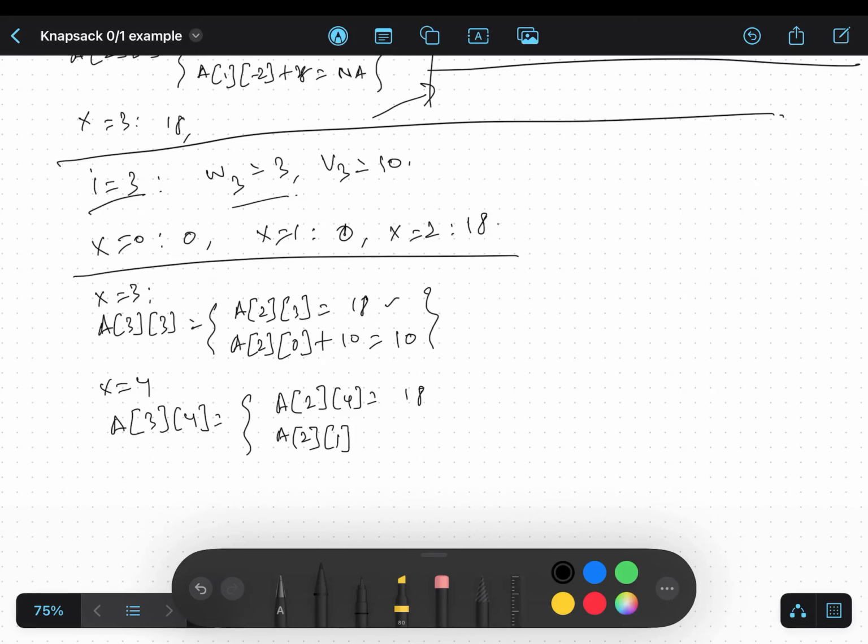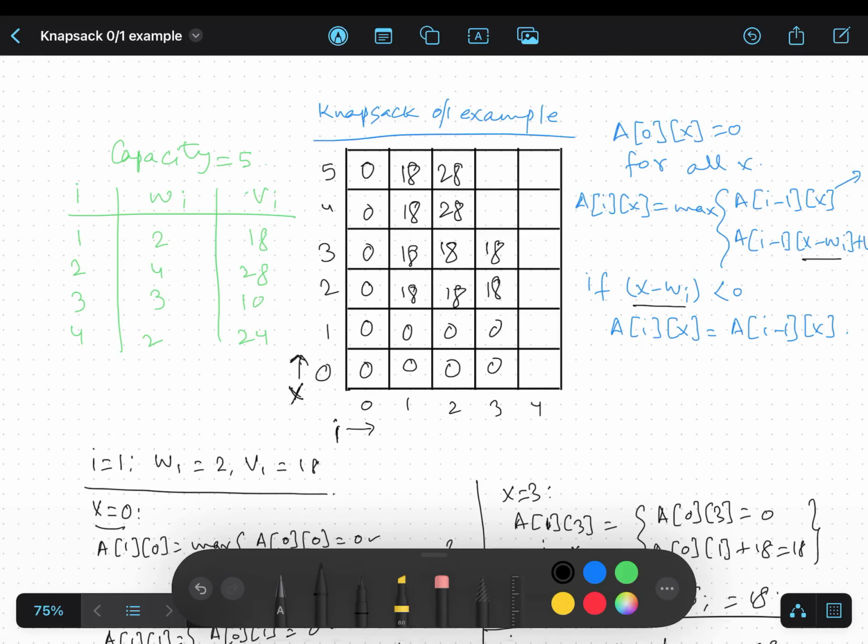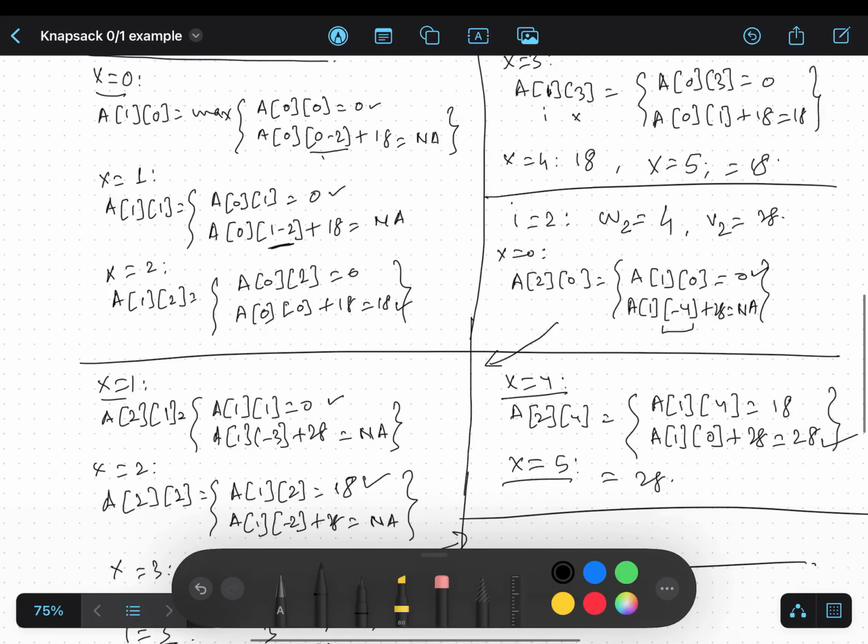4 minus 3 is 1. So, and plus 10. This is going to be 2, 1. 2, 1 is 0. So this is going to be 10. And 3, 4.